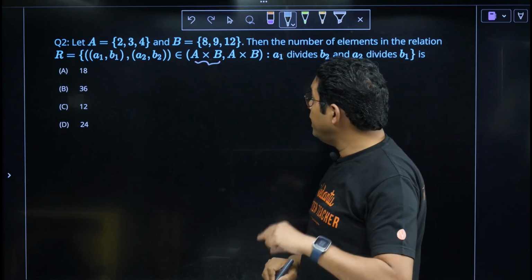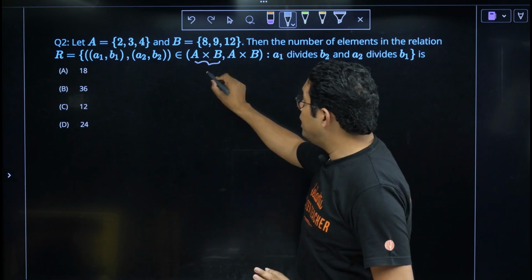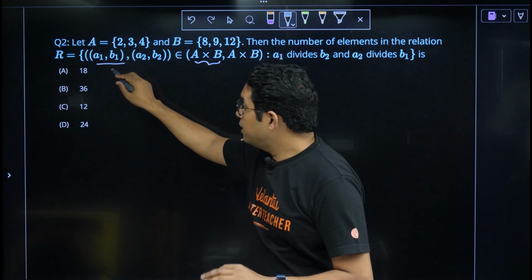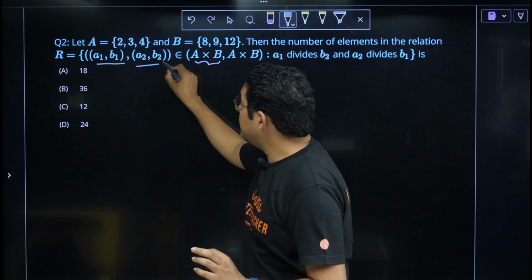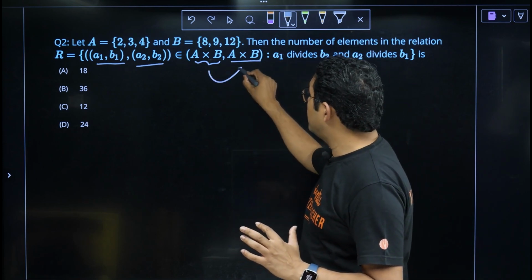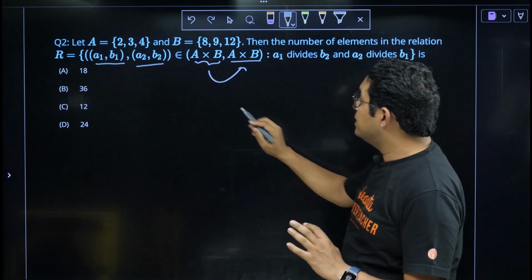R is defined on this Cartesian product, actually A cross B to A cross B. The domain will be from this. So this is the first entry of R in the domain, and another entry is (A2, B2) in the codomain. Okay, so from A cross B to A cross B, we have defined the relation such that A1 divides B2 and A2 divides B1.